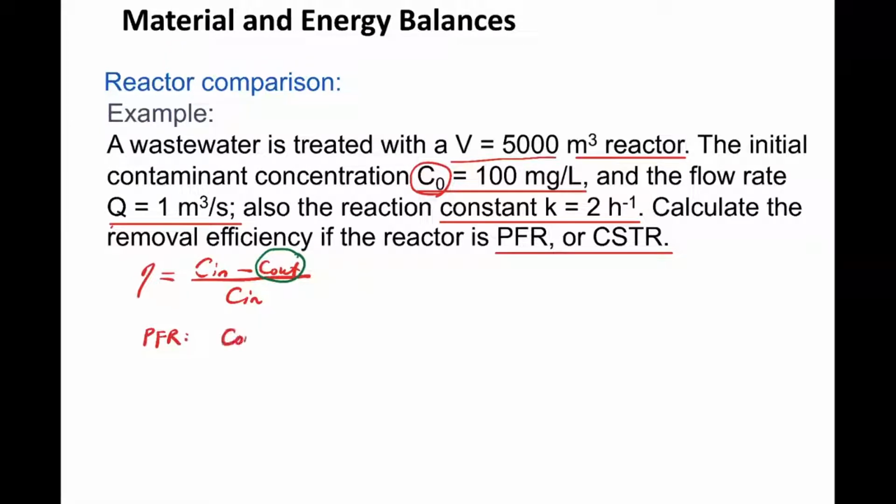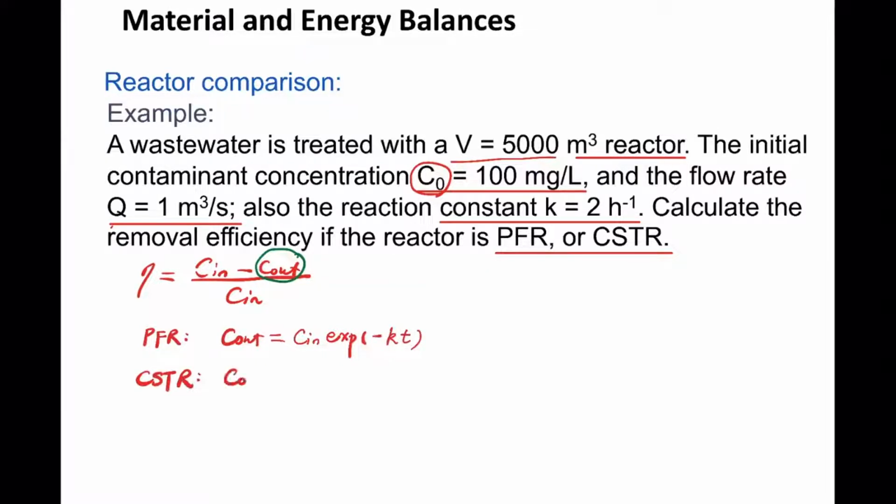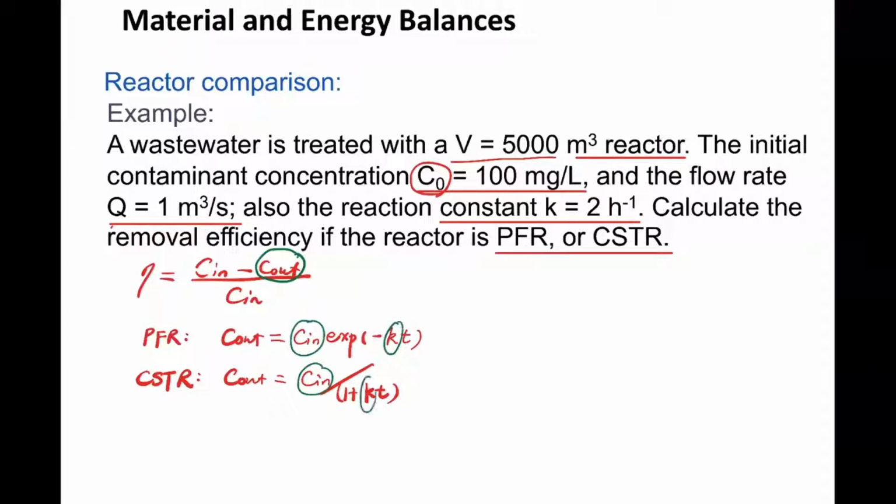the C out is equal to C in exponential minus KT, right? And if it's a CSTR, C out is equal to C in divided by 1 plus KT. Okay, so these are the two equations we should use to solve for the outlet concentration. If we look at what is being provided here, we have the C in, we have the K, and we just need to look for the time, right?